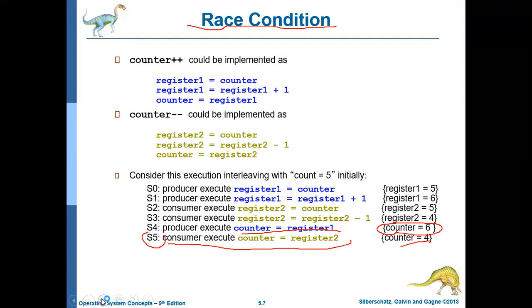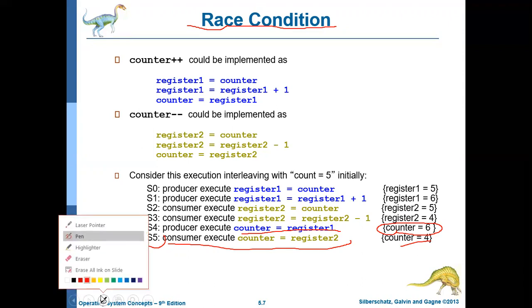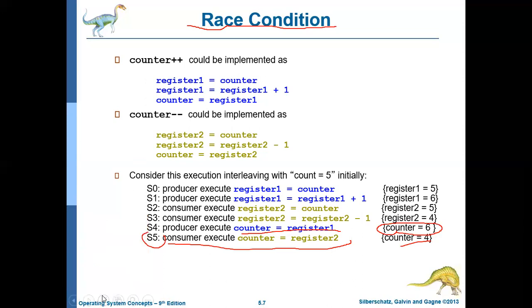So this is the data inconsistent state. The final value of the shared variable depends on which instruction executes last. That concept is called a race condition. And the code which creates data inconsistency: here, the data inconsistency is basically created by the code counter plus plus and counter minus minus.